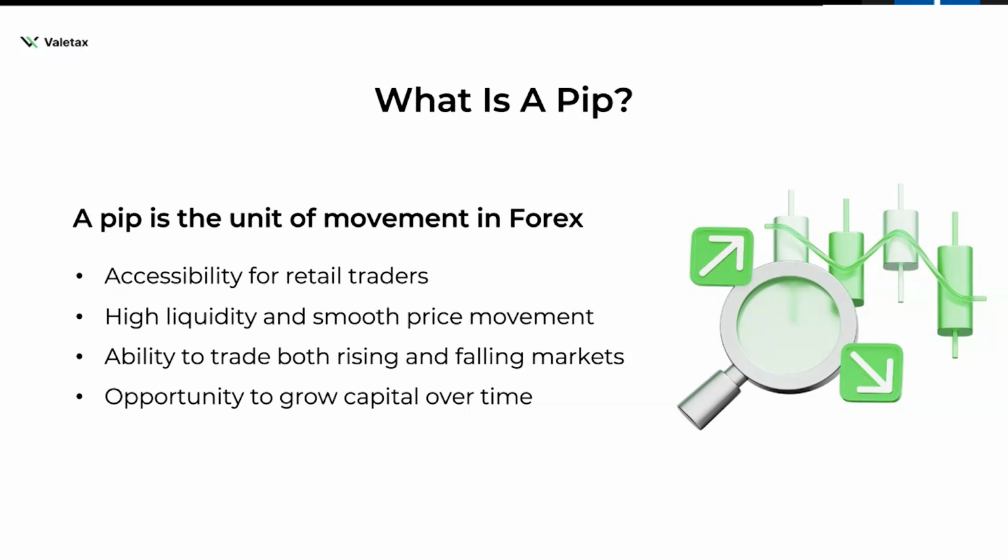Ability to trade both rising and falling markets. That is what the pip gives to us, so we can see the falling and rising of prices in the very short term. And over time, it also allows opportunity for capital growth, meaning that because of these rapid, smooth, and high liquidity changes in prices, people can take advantage of them and grow their capital without having to wait years or months to buy physical Forex and keep it until prices make a huge change before they earn their profit.